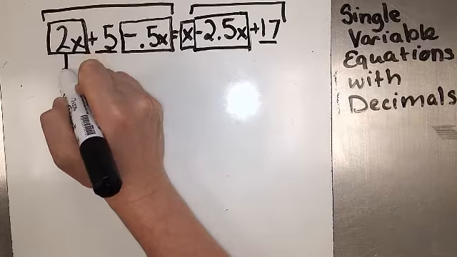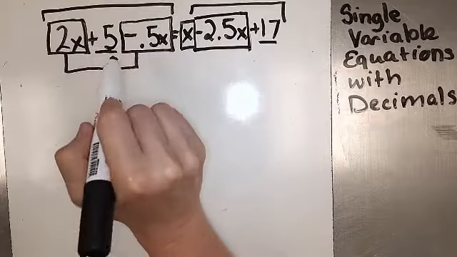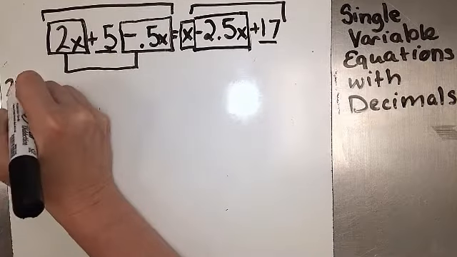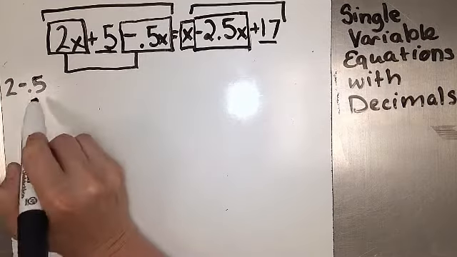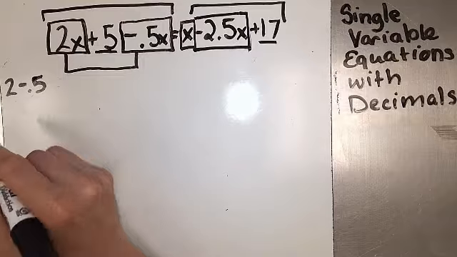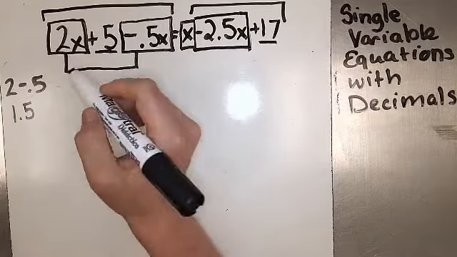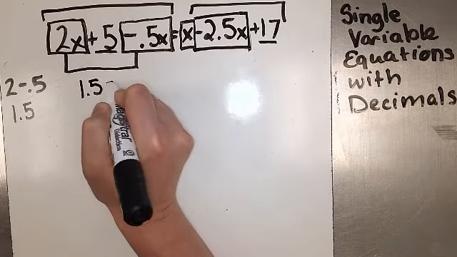So the two terms I can combine here I see are variable terms. I have 2x and negative 0.5x. So in order to combine those, I'm going to do just the same thing I would do if it didn't have decimals. I'm going to take the coefficients and combine them or add them together. So I have 2 plus a negative 0.5. And if I take 0.5 away from 2, I'm going to get 1.5. So my coefficient in front of my x term should be 1.5.